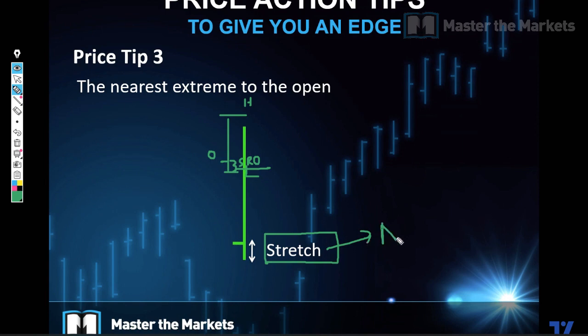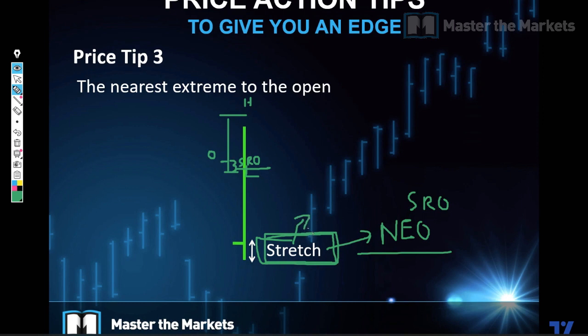Now, the stretch is also known as the nearest extreme to the open. Also, you can call it Neo, like the Matrix character Neo, that Keanu Reeves played. So you can either call it the nearest extreme to the open, the smaller range from the open, or the stretch. They're all the same thing.